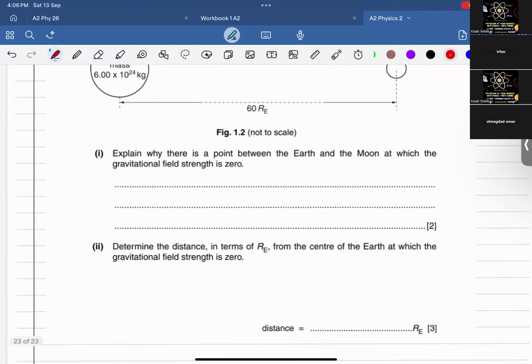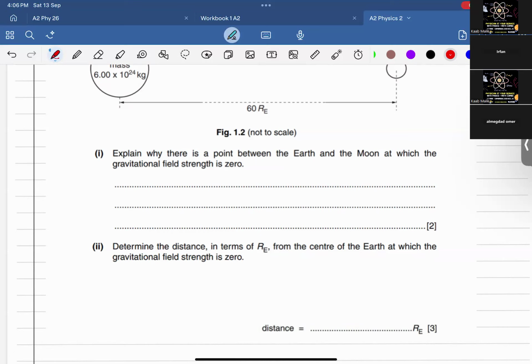Sir, can we write that it's in equilibrium? No, we can't write that. You can say that it is in equilibrium at that point, but it's not a good way of writing it. You have to explain the directions of the gravitational field strength, and then make the conclusion.